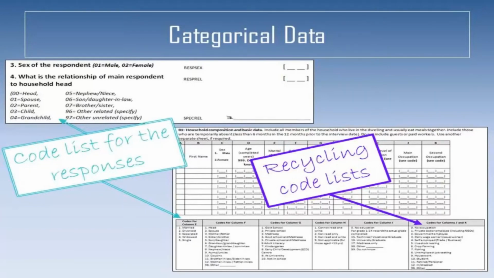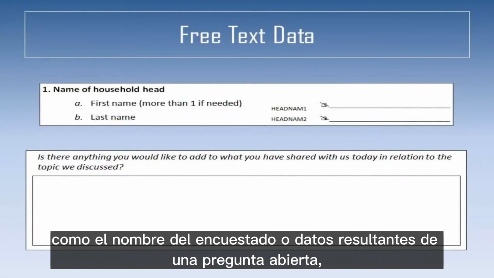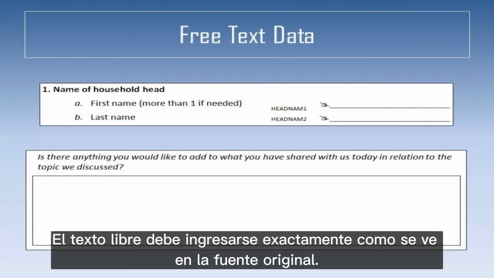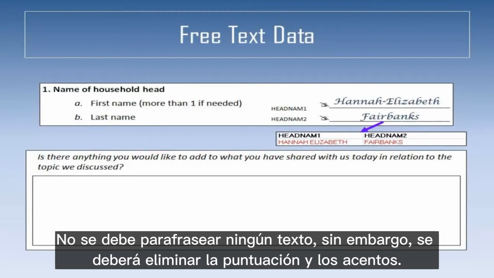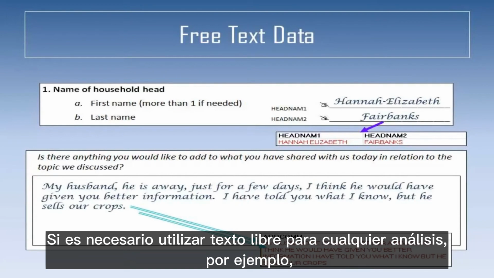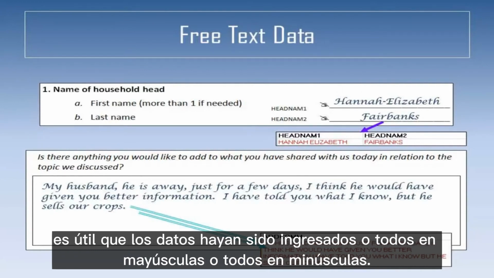Free text data is text data that cannot be coded into categories, such as respondent name, or data resulting from an open-ended question, such as give your opinion, do you have any further comments, or enumerated comments. Free text should be entered exactly as seen in the original source. No text should be paraphrased, however punctuation and accents will need to be removed. If free text may need to be used for any analysis, for example, if the frequency of respondents mentioning a key phrase or word is of interest, it is useful for the data to have been entered either all in uppercase or all in lowercase.